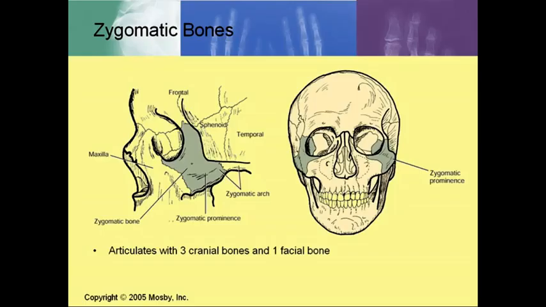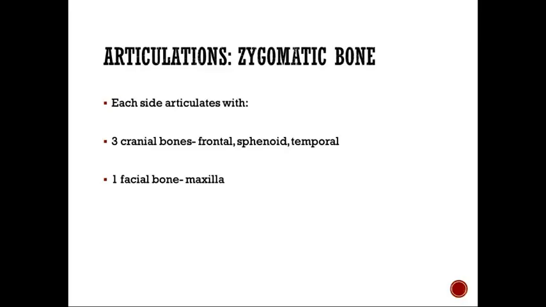As we look here, we can see again that it articulates with 3 cranial bones and 1 facial bone. Articulations of the zygomatic bone: the 3 cranial bones are the frontal, the sphenoid, and the temporal, and then articulating with the opposite maxilla.